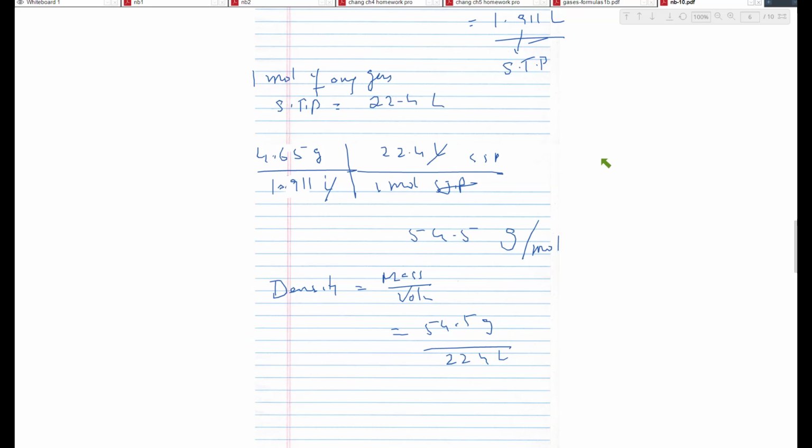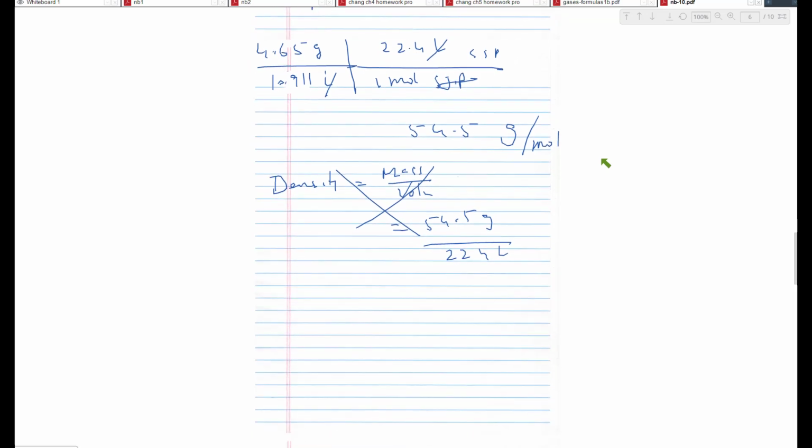Okay, wait a minute. They are asking molar mass is okay, but are they asking the density at STP or at that temperature? They are not asking at STP density, right? Because they are not saying at STP, then you can use the formula. PM is equal to dRT, am I right? Now you can calculate density.